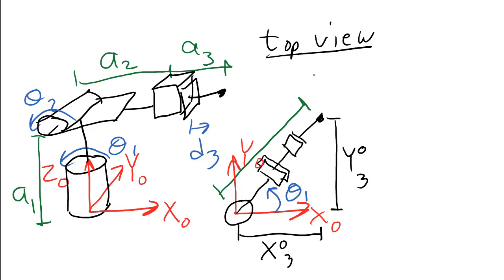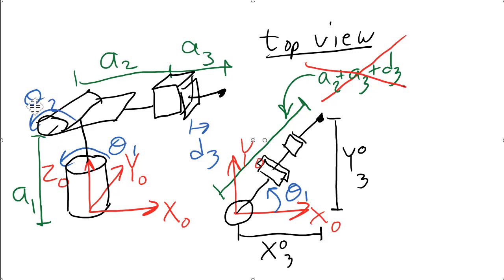If we look at our kinematic diagram, it looks at first glance like this length is A2 plus A3 plus D3, but this is actually not true. And here's why. Theta 2 might not be in the 0 position. Let's suppose that theta 2 was at a 45-degree angle. If we were looking down at this manipulator from the top, the distance that it would look like this length here is, it would actually look like it was less than A2 plus A3 plus D3.